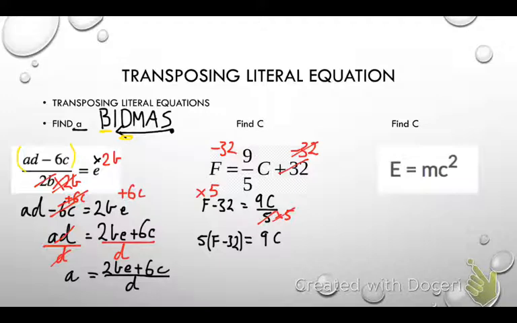Last step, you should be able to see what we're going to do next: we're multiplying by 9, so the opposite of that is to divide by 9. Do the same to this side. And we end up with C transposed, and our left-hand side becomes 5 times (F minus 32), all divided by 9. And there you have it, that's our equation, transposed to find Celsius.